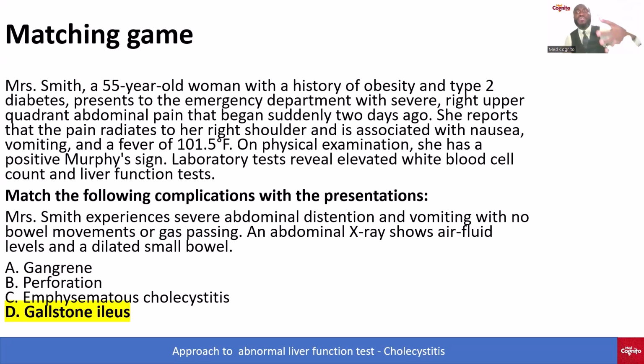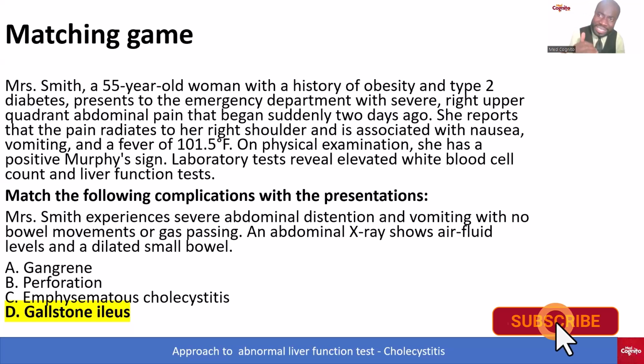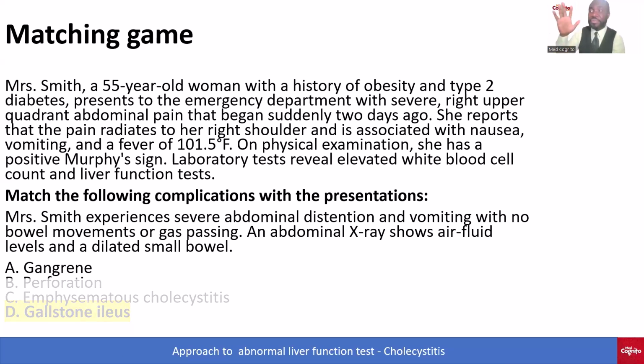So doctors, we have used these 4 questions to help us to know that acute cholecystitis can get complicated. And the complications can be gangrene, perforation, emphysematous cholecystitis, and gallstone ileus. However, each of these complications also has a unique way they will present. Doctors, gallstones, cholecystitis, and everything with it is being made ridiculously simple today.